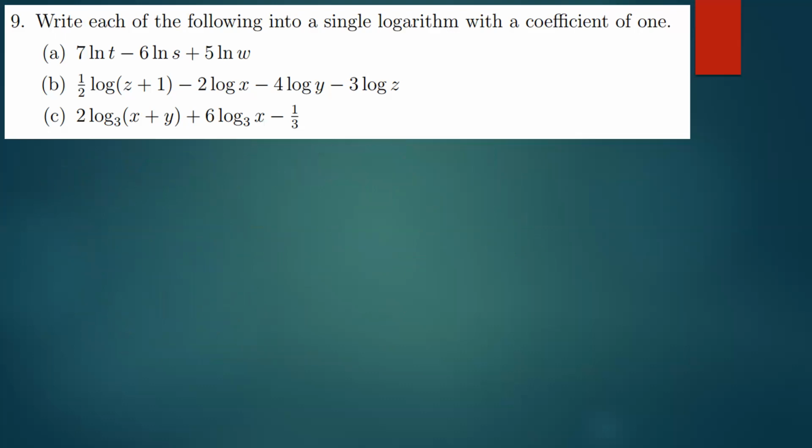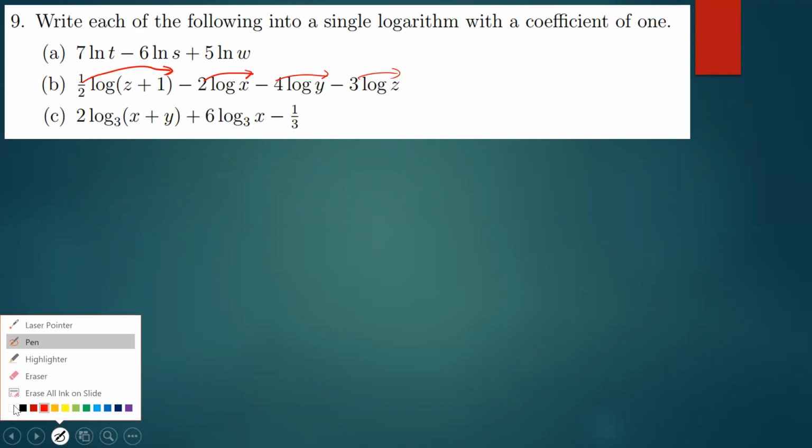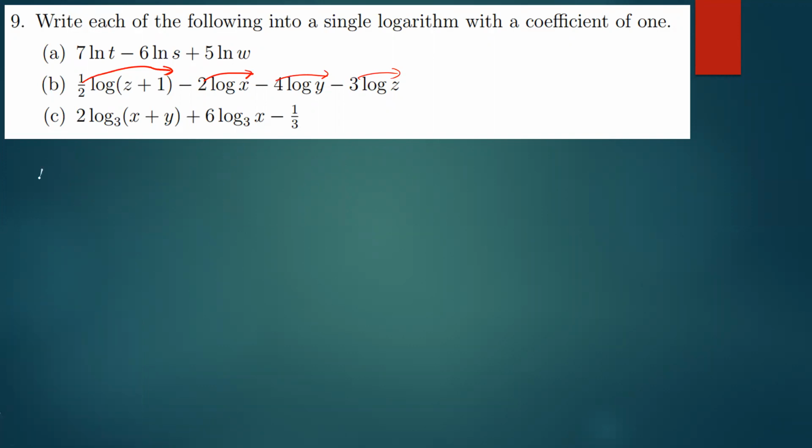Okay, so B, I'm just going to go through it quickly. So what you just need to do is to raise the powers. So this power half will go up there. These 2 will go as the power of x. This 4 will go there. This 3 will go there. Which implies that you are going to have log z plus 1 to the power half.